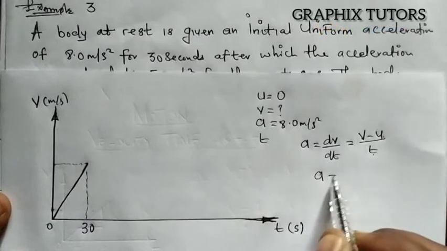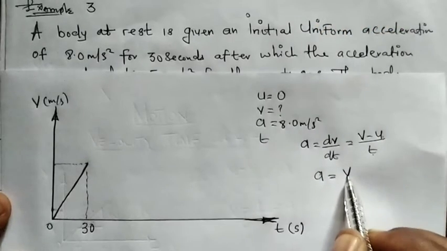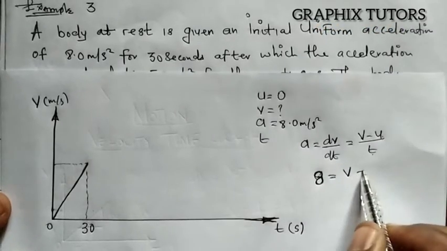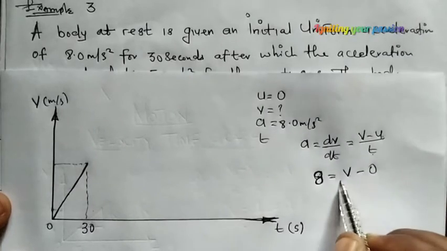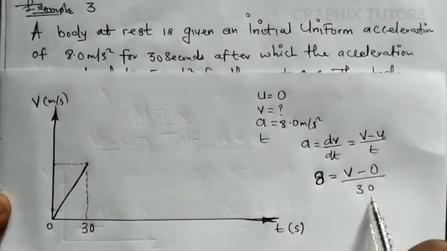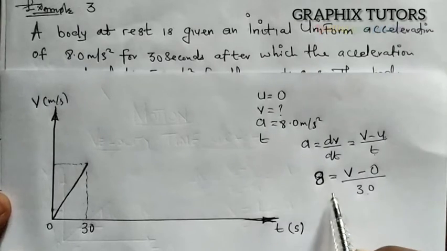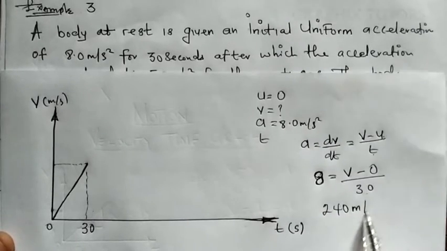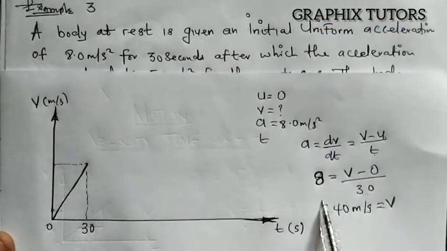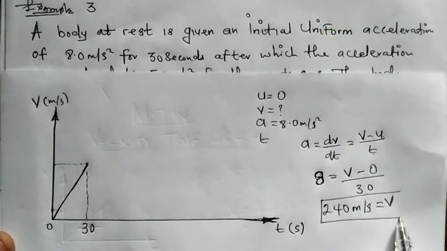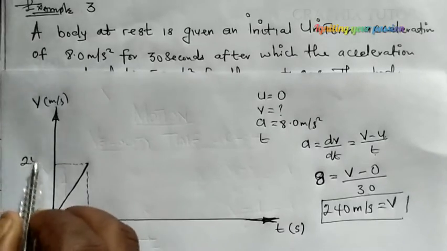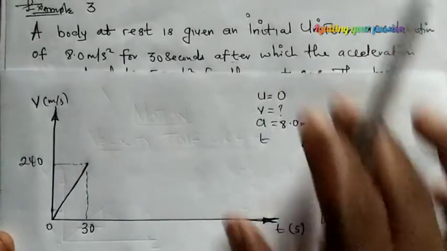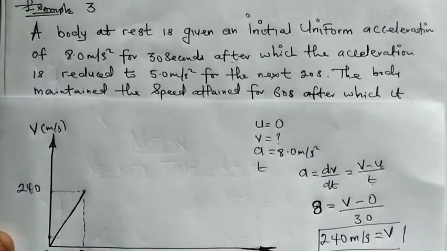So the acceleration here will now give us, the v here is unknown. The acceleration is 8, V is unknown, minus the u is 0, all over the t is 30. So if I multiply 30 times 8, that will give me 240 meter per second, which is equal to V. So the V here is 240 meter per second. So I'll put my V here to be 240.